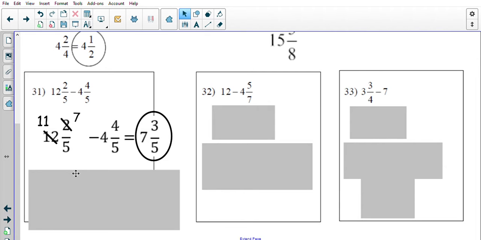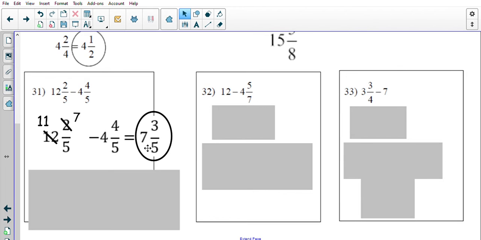Now, if you don't remember that, a trick you can use is just to add 5 to 2 and replace your numerator with 7, since 5 plus 2 is 7. Now subtract them. So take 11 minus 4 gets us 7. 7 minus 4 gets us 3. So our final solution is 7 and 3/5.